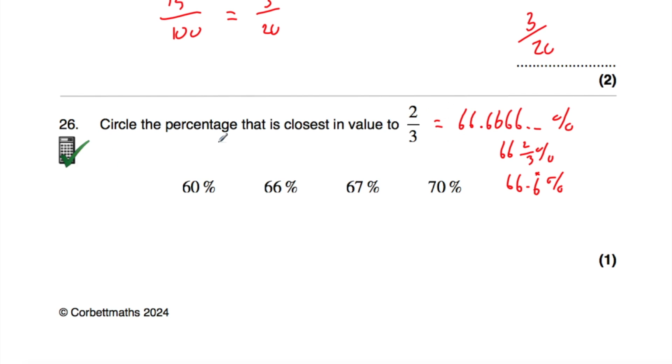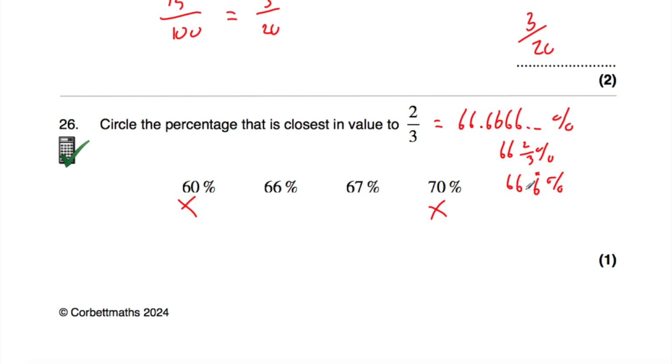And that's a calculator question. If you've forgotten that, you could do 2 divided by 3 is equal to 0.66666 and so on. And then you could times by 100, and that would be 66.66666 and so on percent. Now we need to circle the percentage that is closest in value to that. So it's not going to be 60%, it's not going to be 70%. So we've got a choice of really 66 or 67%.